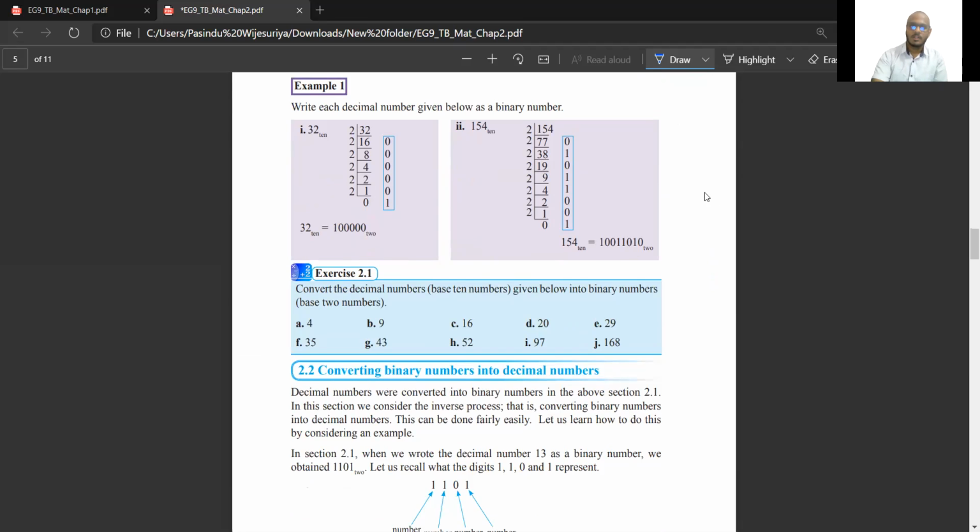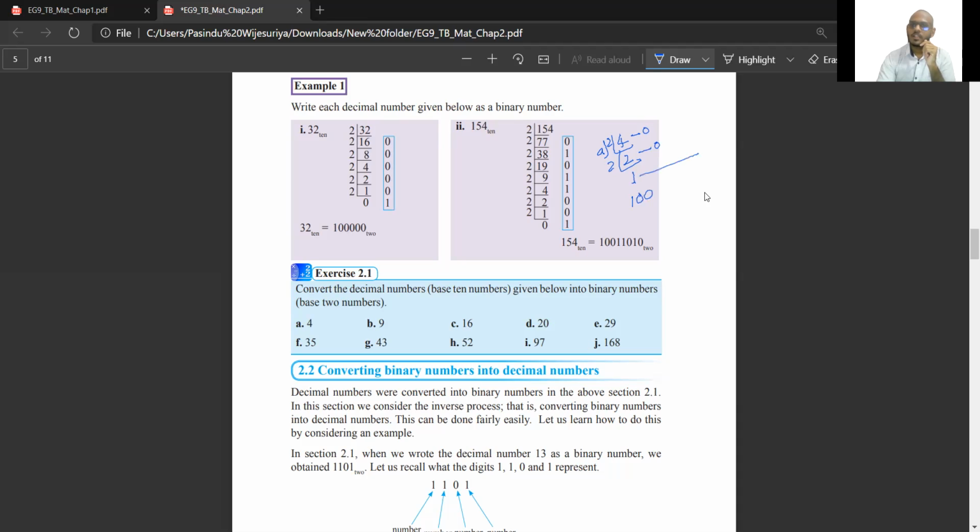So question number A, this one. 4. They are asking to convert the decimal numbers to binary. Divided by 2. Is it divisible? Yes. Properly divisible, number 2. Is there a remainder? No. Is 2 divisible by 2? Yes. Is there a remainder? No. So then it's 1, 0, 0.